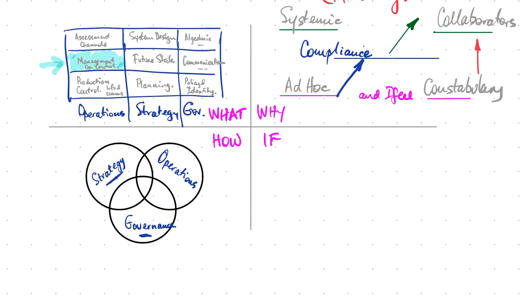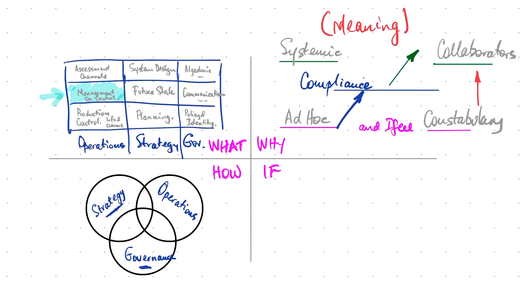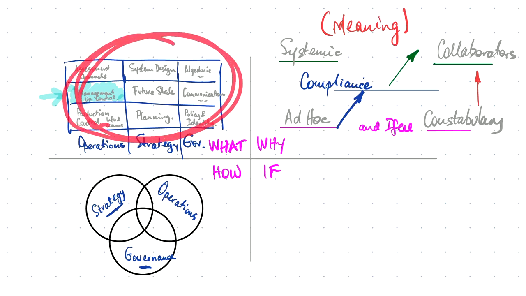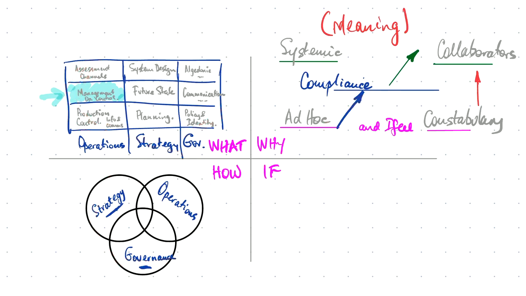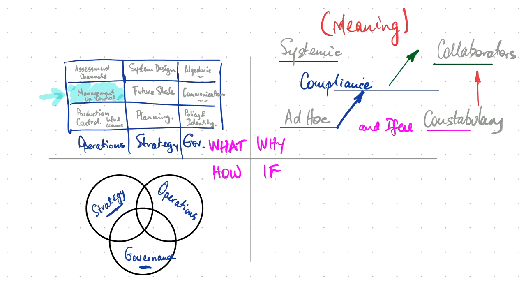So that then, as we come back to this, gives us a view of what we need to think about across the domains that need to stay connected in order to deliver on this outcome. And we can see how each of these elements helps contribute to achieving compliance and then getting the shift to more collaborative behaviors.